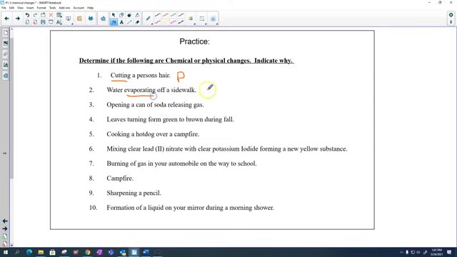Water evaporating off the sidewalk. Evaporating is a term that is just a phase change, physical. Opening a can of soda. It might be gas coming out, but there's no new substance, physical. Leaves turning from green to brown. This would likely be a chemical reaction due to color change. That's an indicator that there is a chemical reaction going on here.